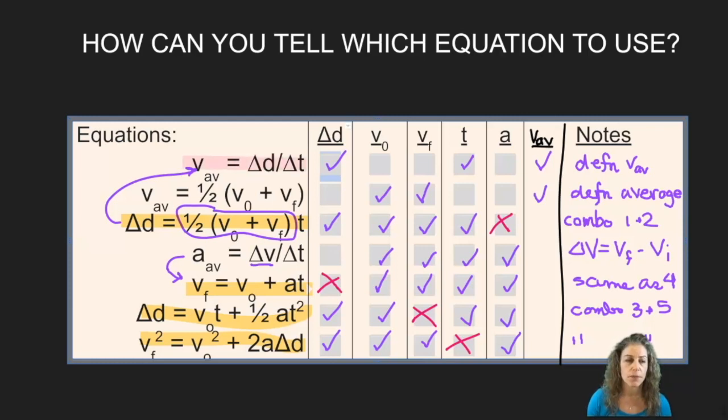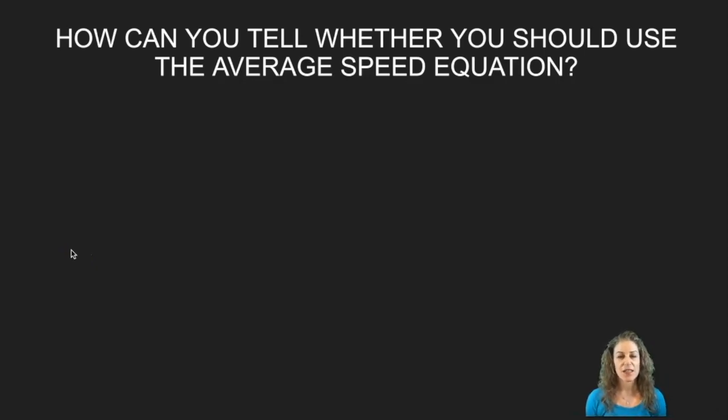Be careful. On that note, let's discuss how you can tell whether or not you should use that average speed equation. You should only use the average speed equation in two situations. You are expressly told that there's average speed or average velocity requested. Either you're trying to find it or you are provided with the average speed. Or you know that it's constant speed.